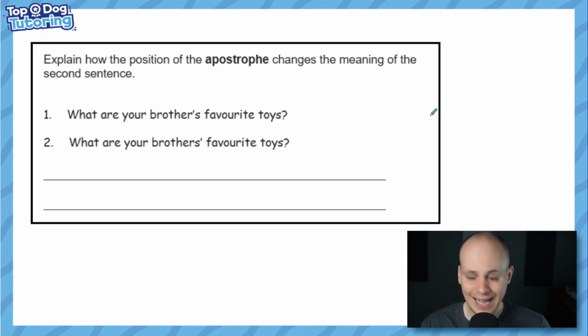Okay, it says explain this time. I like these ones. They've started coming up recently in the SATs exams. It says explain how the position of the apostrophe changes the meaning of the second sentence. So look, you've got brother with apostrophe S on the end, and then you've got brothers with apostrophe on the end. So what's happening here? Based on everything I've just told you, what would be a really good way to explain what the apostrophe is doing to the meaning of this sentence?